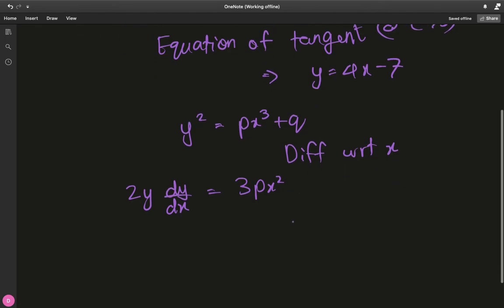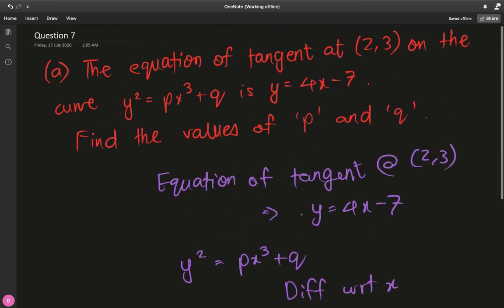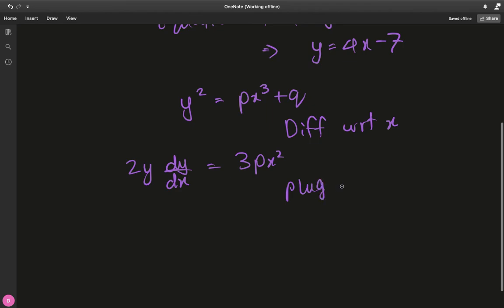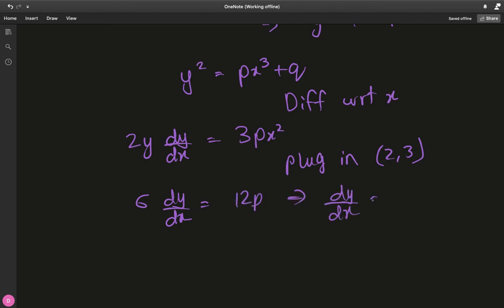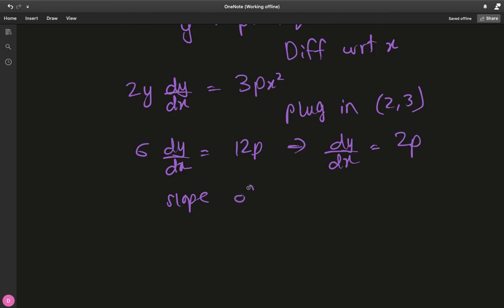So now let's plug in (2, 3). For x plug in 2, for y plug in 3. So 2 times 3, 6, dy over dx is 3 times 2 squared, which is 12p. So this implies that dy over dx is equal to 2p, and this means the slope of the tangent line at this point (2, 3) is 2p.